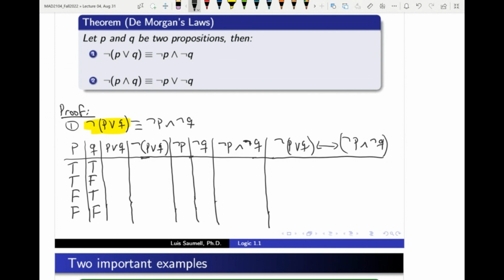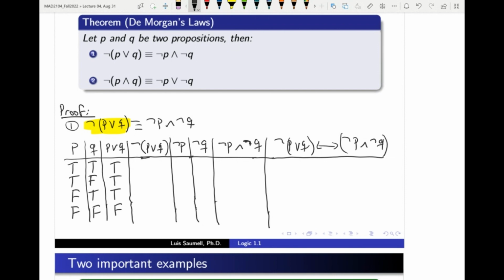Let's see. P or Q. What should I write? True, true, true, false. Everybody understand this? Remember, OR is false only when both components are false. If at least one of them is true, then the OR is true. Remember, last time we wrote down the basic truth tables for these basic operations. You need to know those because you use them to build up more complicated ones. All right, next column.